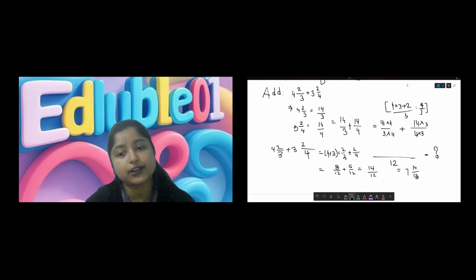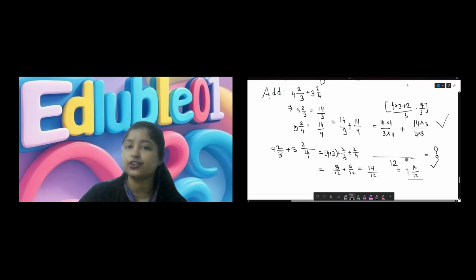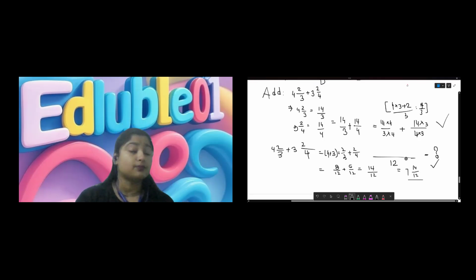So 7 and 14 over 12. This is in the mixed fraction way only. So if you want to make it an improper fraction, then go this way. If you want to just add it in the mixed fraction way only, just do it in this way. That's going to give you your answer for addition of the mixed fraction.